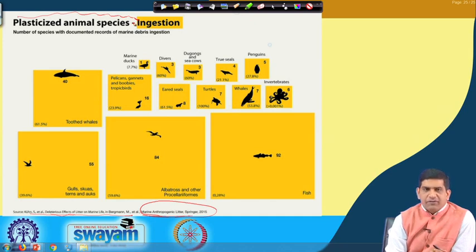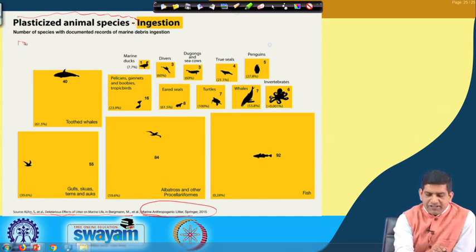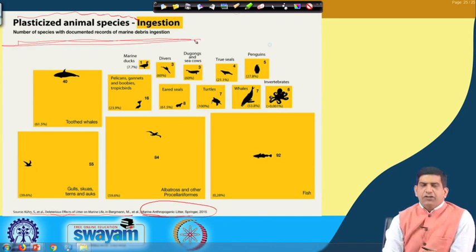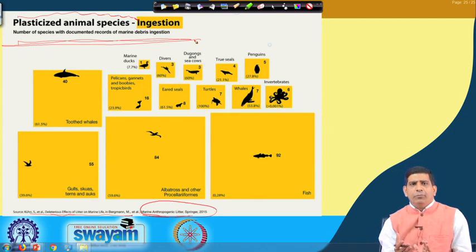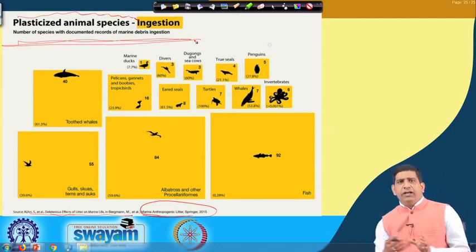So in terms of the ingestion, here it presents the number of species with documented reports of marine debris ingestion. They went around and did a lot of sampling for different marine life, and then they looked into how many of them have plastics inside their body, and have ingested plastics.